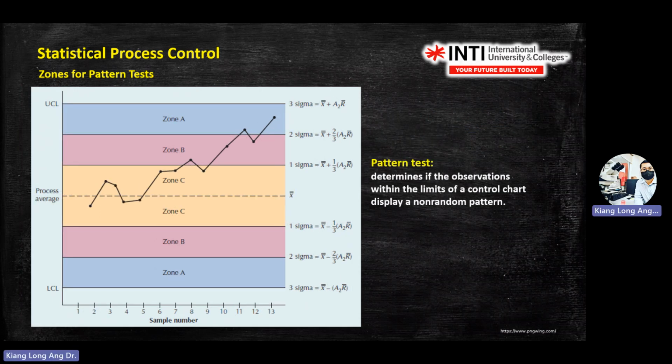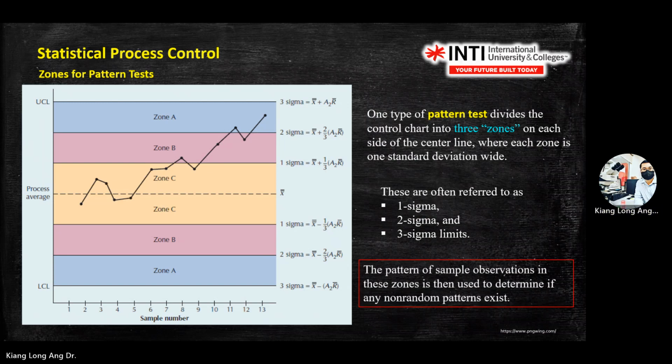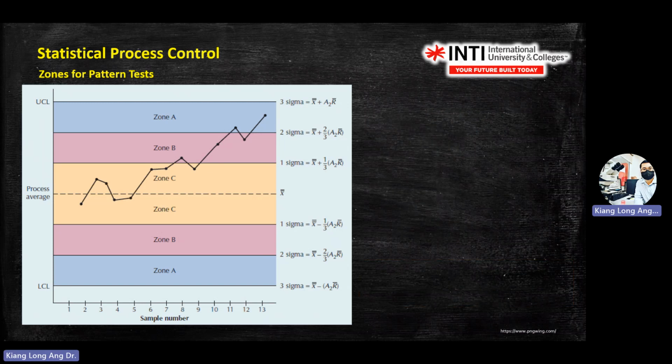We are going to discuss this now. Okay, you see the example. So this one you read. Okay, you see the pattern of sample observations in these zones, which is then used to determine if any non-random pattern exists. So this one falls within the control limits, but you want to test whether the sample is random or non-random. How do you test? You use the pattern test. The pattern test is actually all the equations that you see on the graph here.